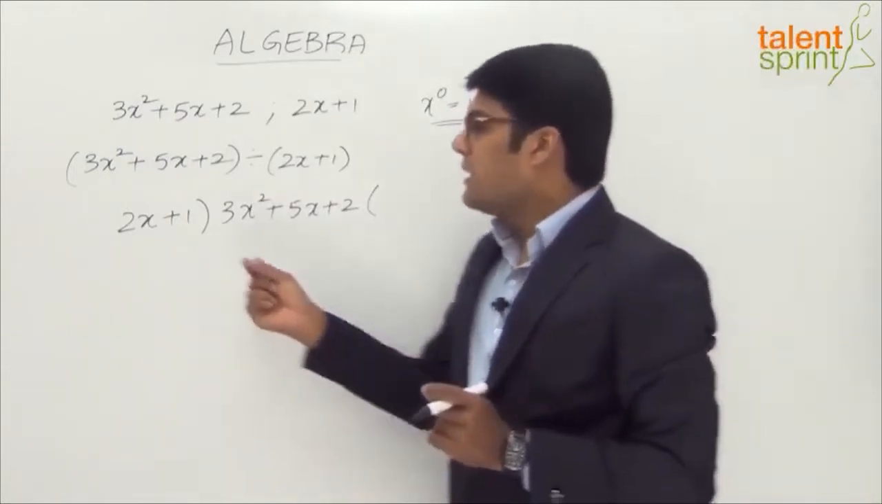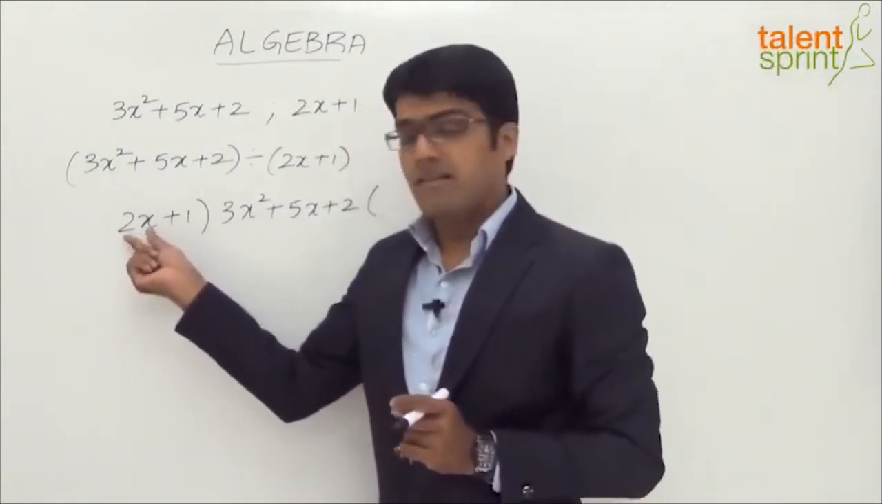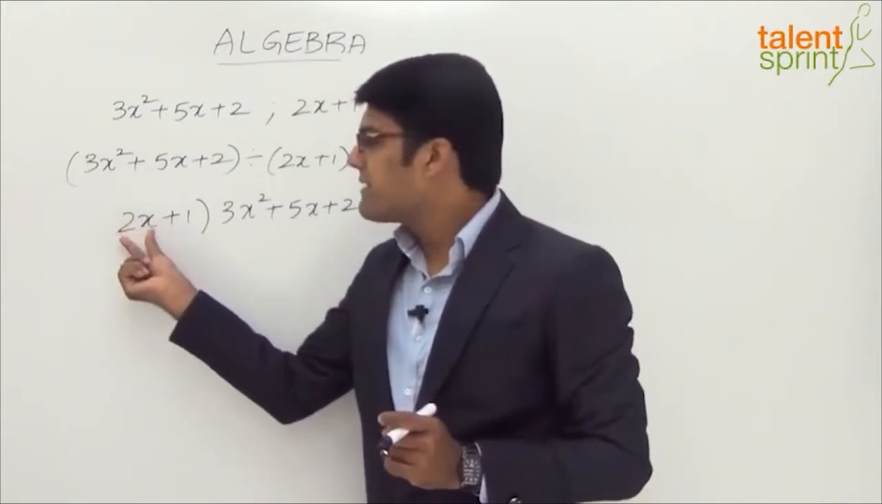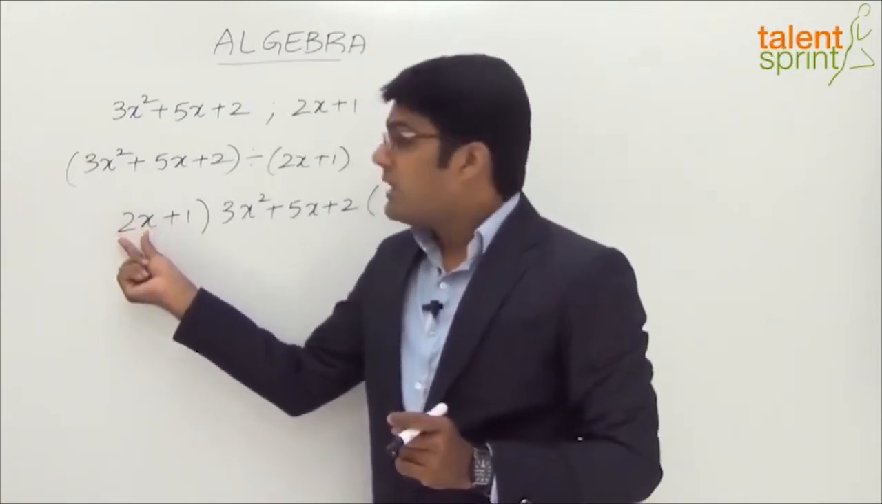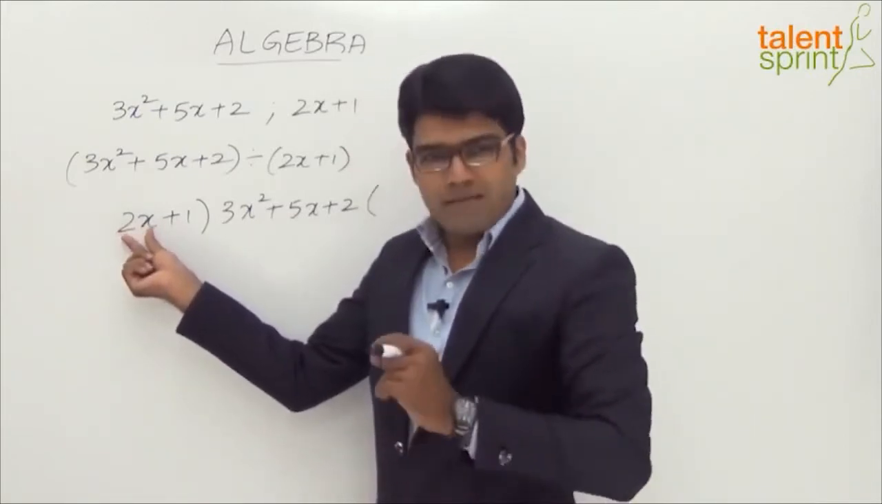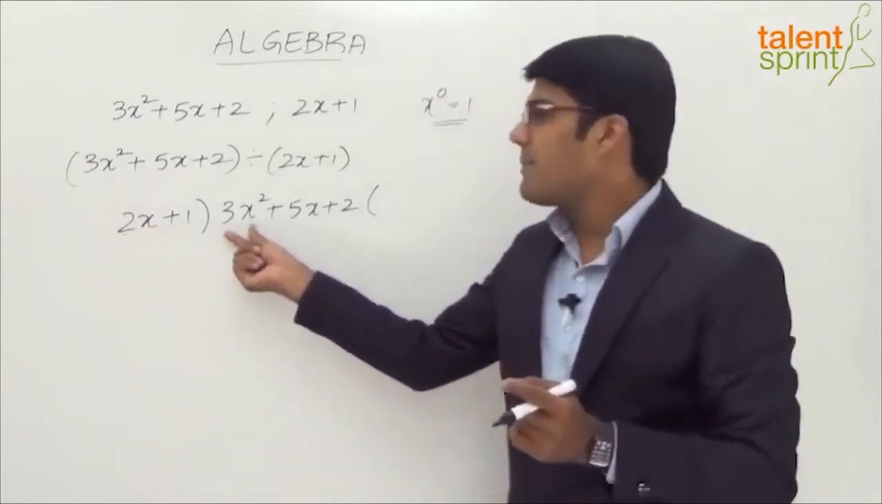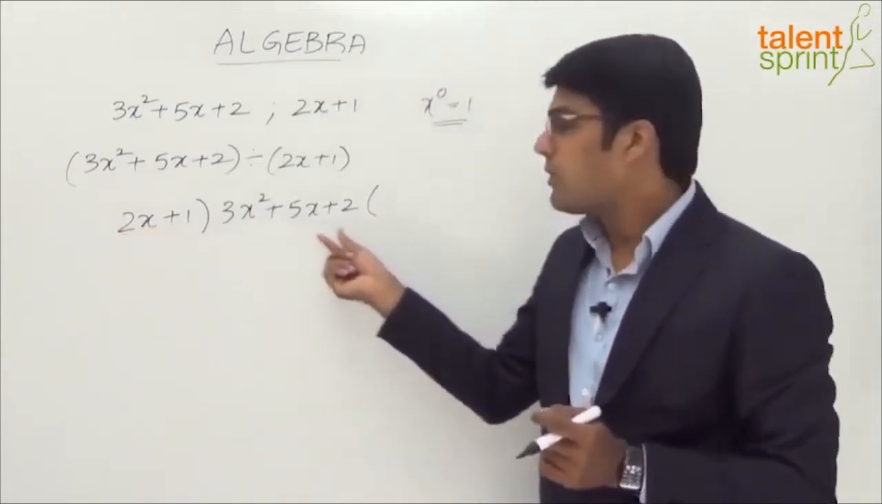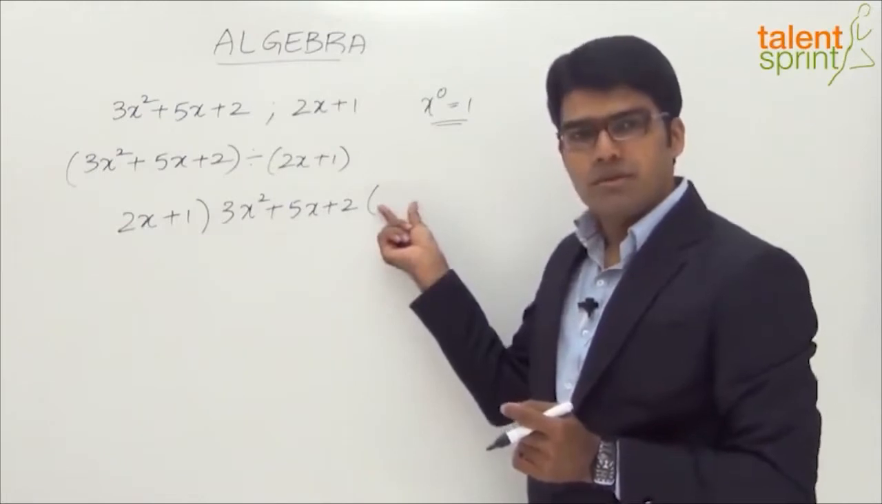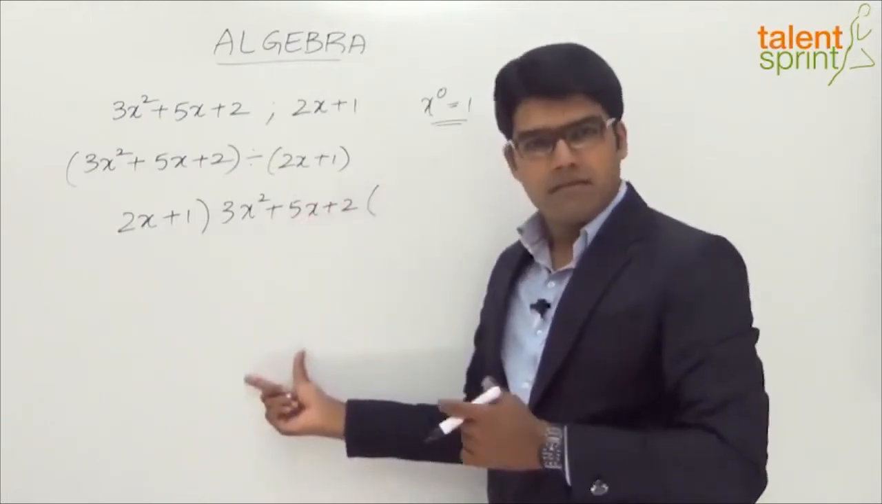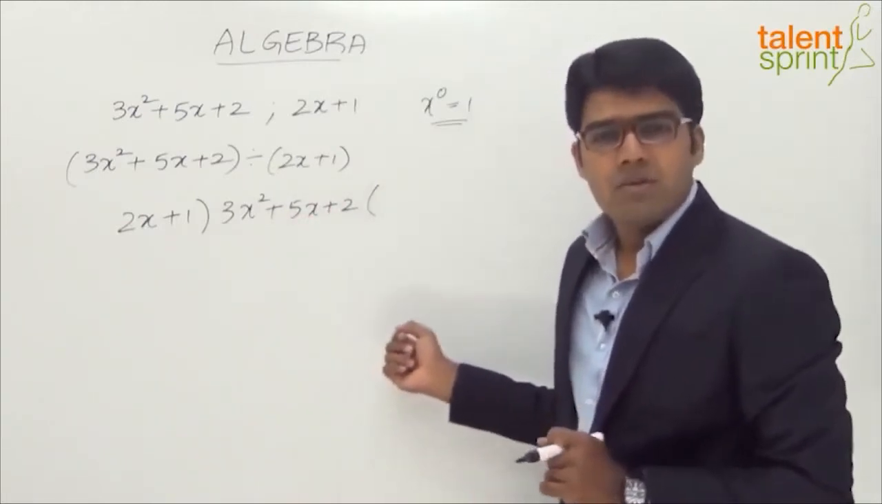Let's look at it. We just need to take the first term of divisor. Here we have got two terms in the divisor. Now take the first term, which is 2x. We should multiply 2x with some other term such that we obtain 3x squared. Are you able to follow? This is going to be the quotient, right? And we'll get the remainder. We may or may not get a remainder towards the end of this division.